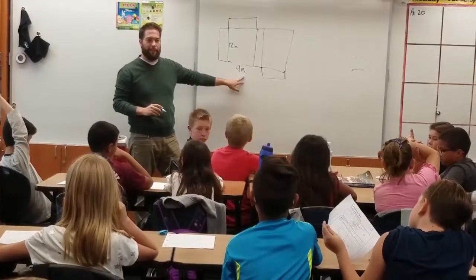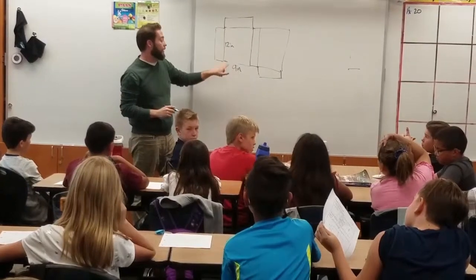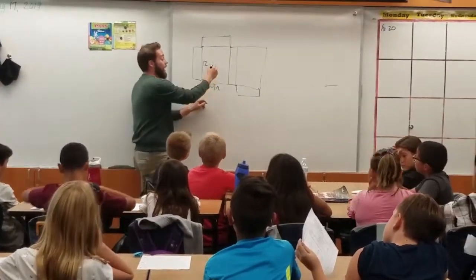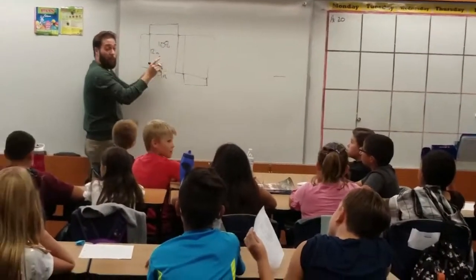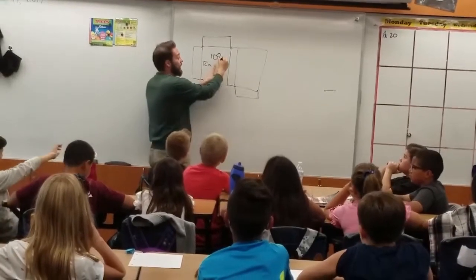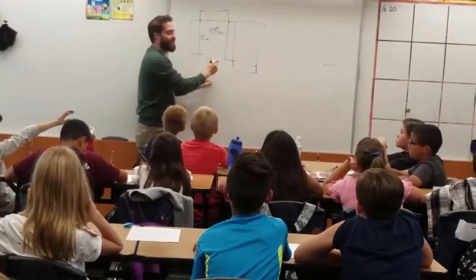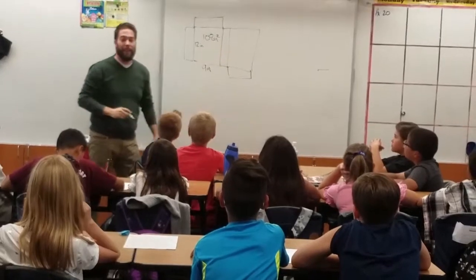So what would you get if you multiplied the length and the width? How's that, Emily? 108. 9 times 12? 108. 108 what, Nelson? Inches. We're dealing with length and width. There we go. 108 inches squared.